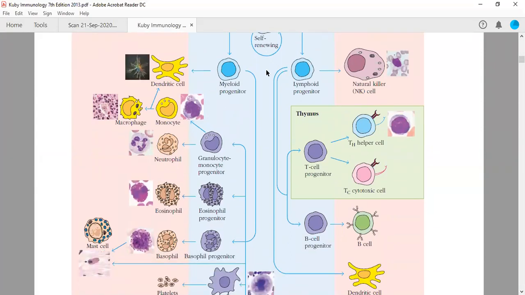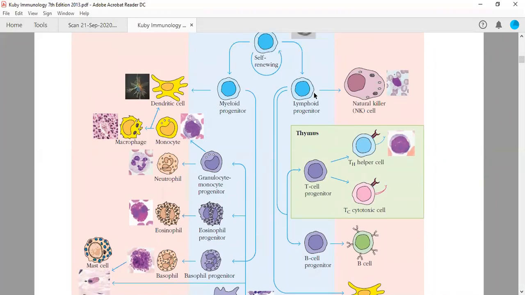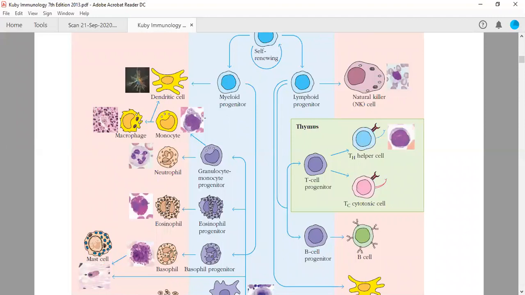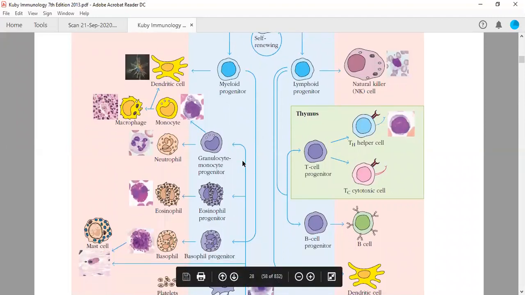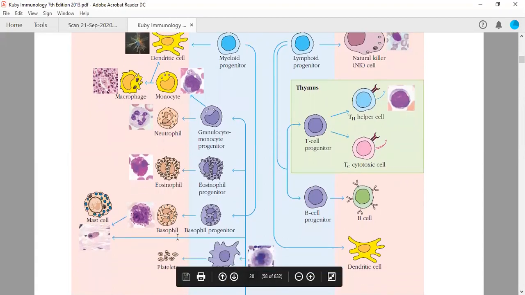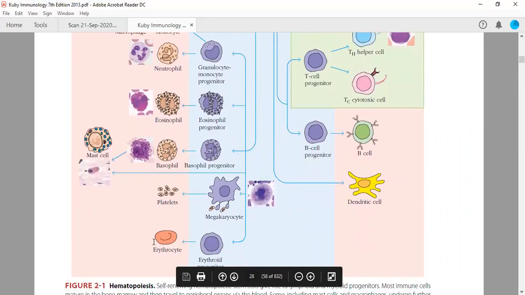Now, there are two types of progenitor cell. One is the myeloid progenitor, one is the lymphoid progenitor, which come from this hematopoietic stem cell and will differentiate into different cell types. We have already covered this myeloid progenitor and the myeloid population of cells, including the neutrophils, monocytes, macrophages, dendritic cells, eosinophils, basophils, platelets, and red blood cells, RBCs, erythrocytes, right?